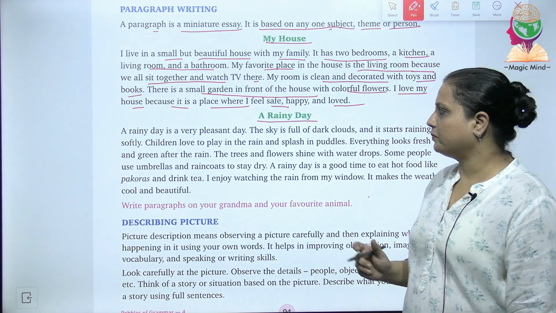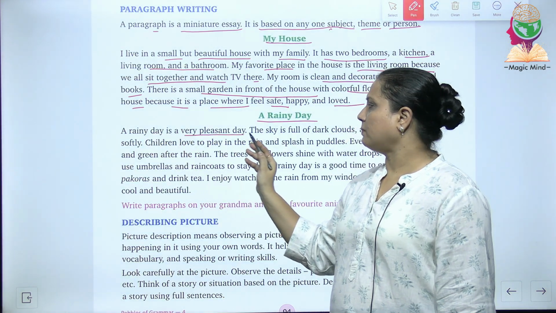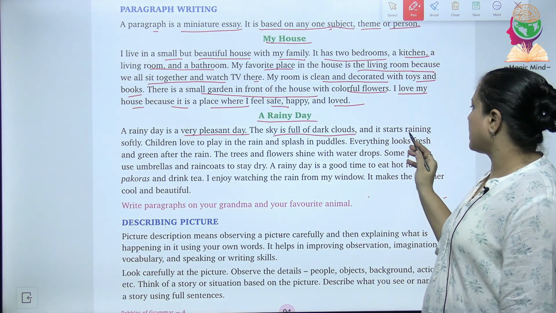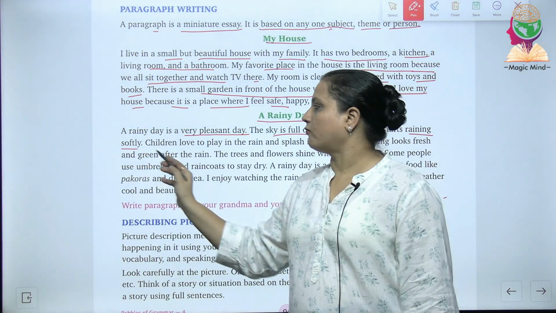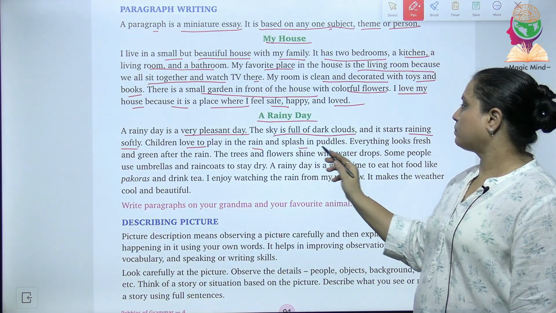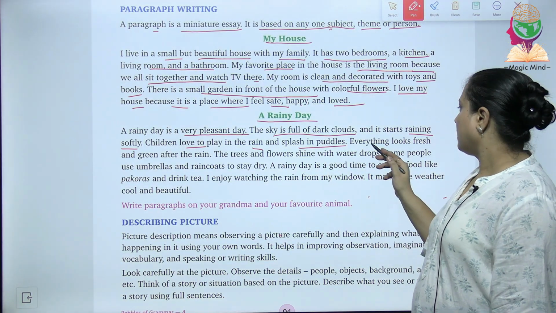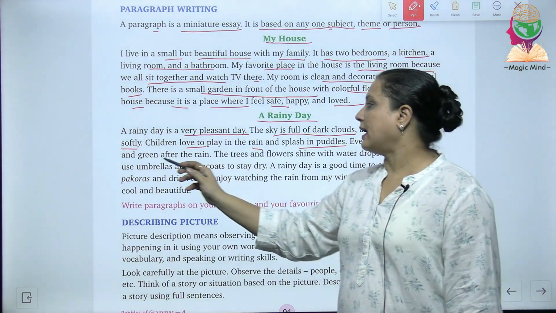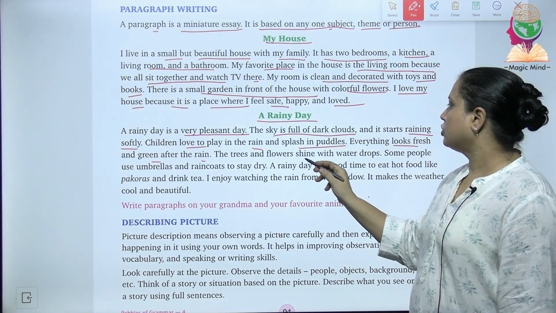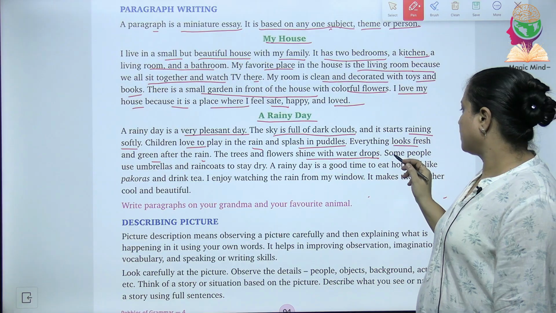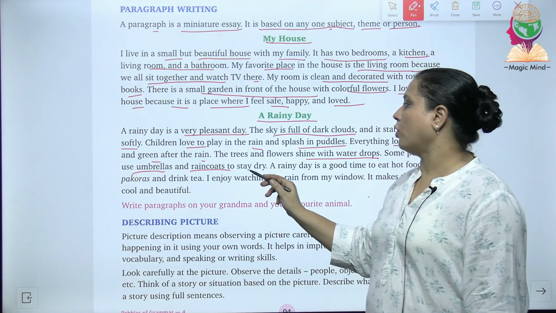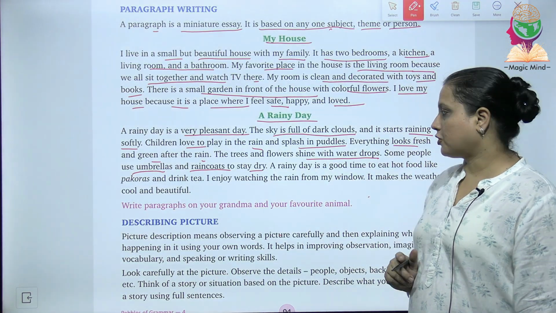Let's read this also. A rainy day is a very pleasant day. The sky is full of dark clouds and it starts raining softly. Children love to play in the rain and splash in puddles. Everything looks fresh and green after the rain. The trees and flowers shine with water drops. Some people use umbrellas and raincoats to stay dry.